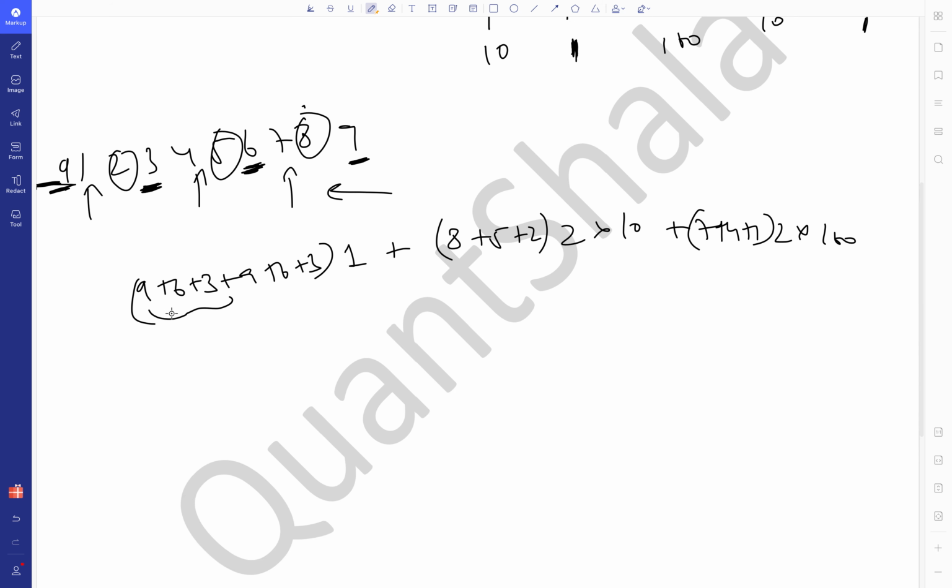So 9 plus 6 plus 3 is 18, 18 into 2, 36. So this comes out as 36. This is 8 plus 5, 13 plus 2, 15, 30 into 10, 300, plus 7 plus 4 plus 1 is 12 into 2, 24, into 100, 2400. This comes out to be 2736. Now all you have to do is find the remainder of this with 333.